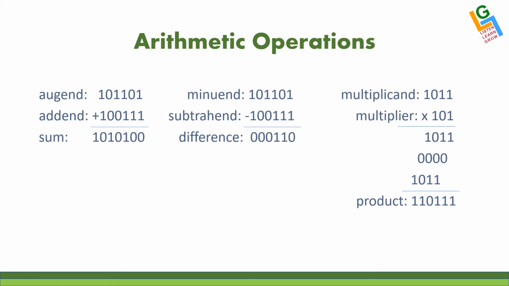The difference between our normal addition and binary addition is that 1 plus 1 equals 2 normally, but here 1 plus 1 equals 10, which is the binary equivalent of 2, and the same is used in subtraction also.